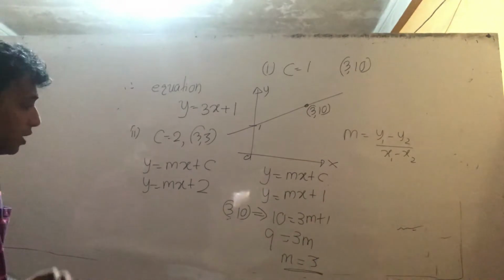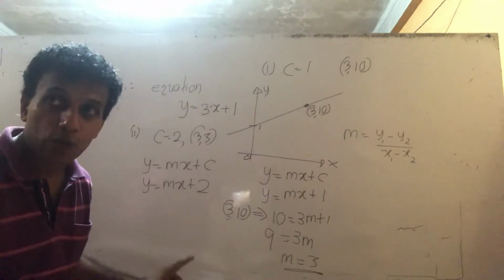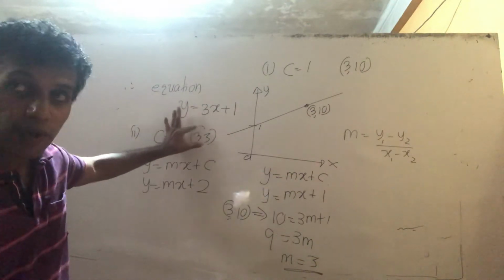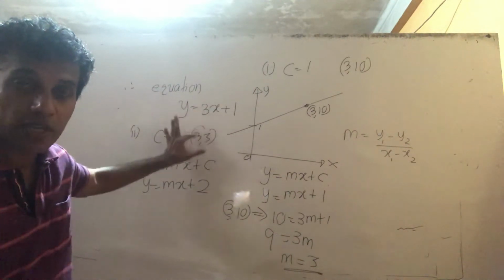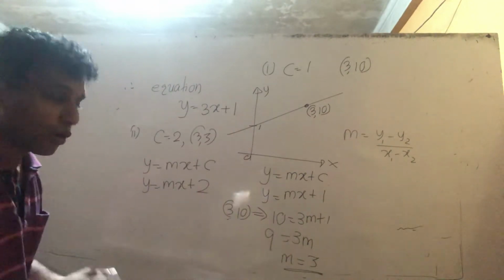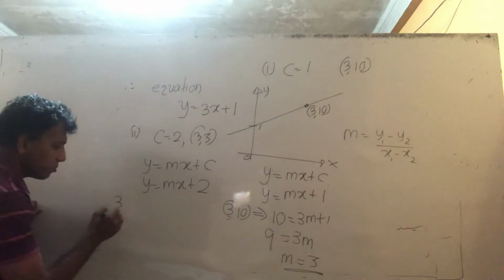Okay, now how to find the m value? Further they provide us the equation, the straight line passes through (3, 3). What do you mean (3, 3)? X is 3, y also 3. So put that coordinate here, (3, 3).